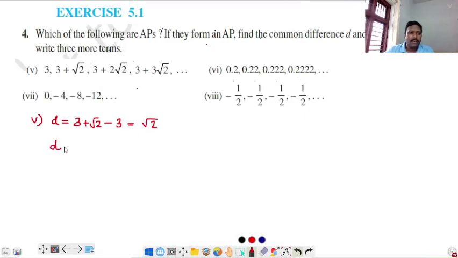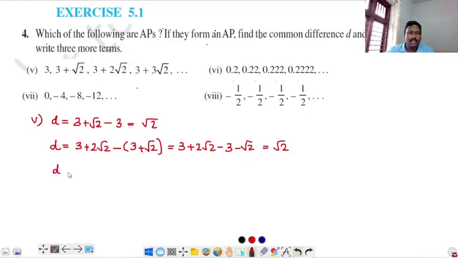Now you can find the common difference by taking a3 minus a2. What is a3? It is 3 plus 2 root 2 minus a2. What is a2 here? 3 plus root 2. That is equal to 3 plus 2 root 2 minus 3 minus root 2. So 3 minus 3 cancel. Then 2 root 2 minus root 2 is how much? Root 2 you will get.